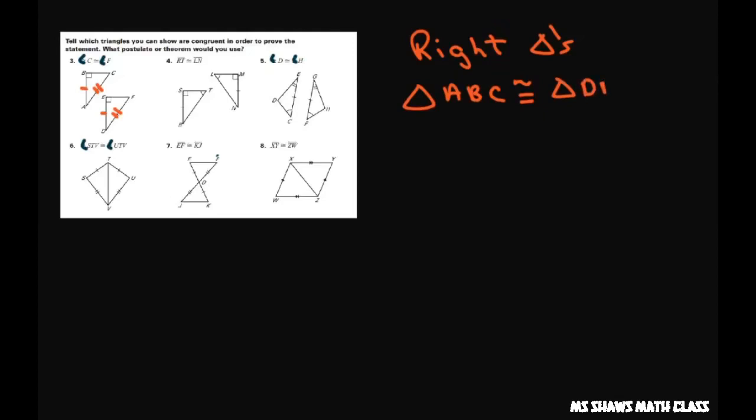What I notice here is that it's two right triangles here. And I have the hypotenuse are congruent and one leg. So to prove triangles congruent, I would say that triangle ABC is congruent to triangle DEF, and that's by your hypotenuse leg congruence theorem.